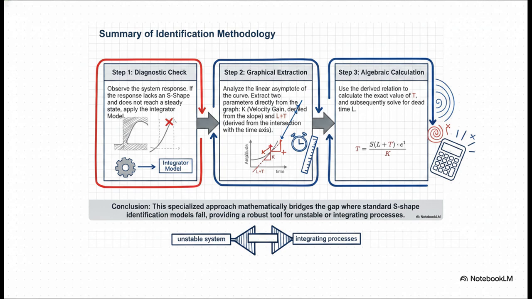Finally, in Step 3, you move away from the visual graph and jump into the algebra. You take the amplitude of the curve exactly at that time, L plus T, multiply it by e, and divide it by your extracted slope K. And boom, you have just calculated the exact value of the time constant T. Once you have T, well, since you already derived the value of L plus T from the graph earlier, finding your dead time L is just simple subtraction. Just like that, you have completely mapped an unstable system.